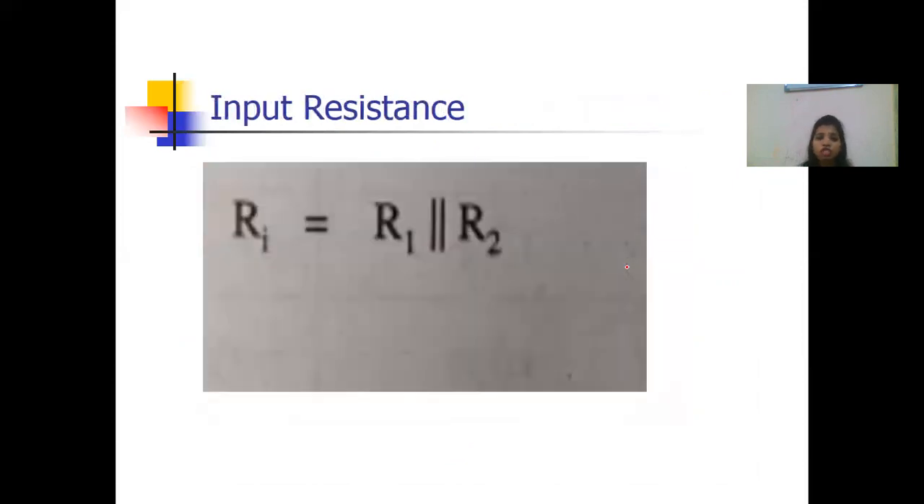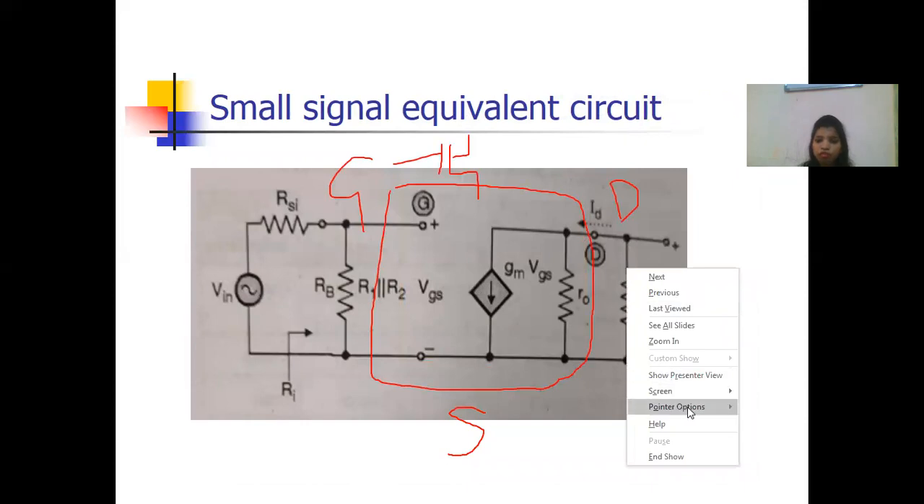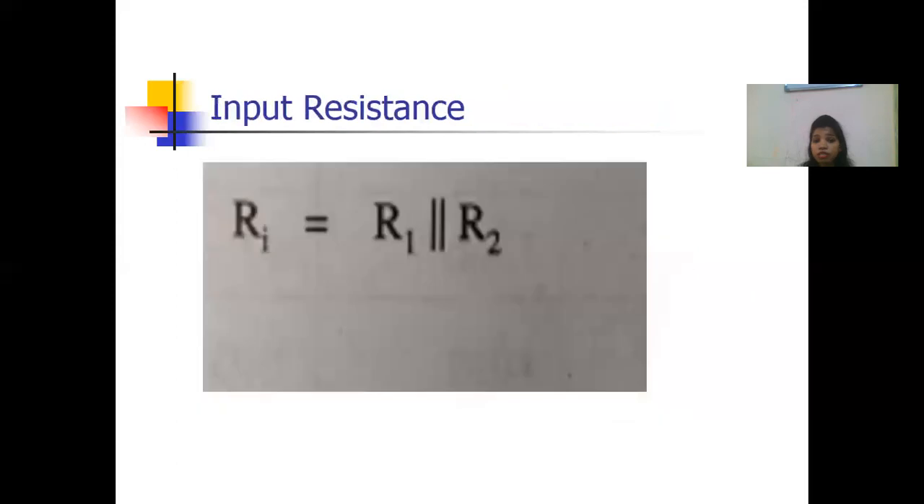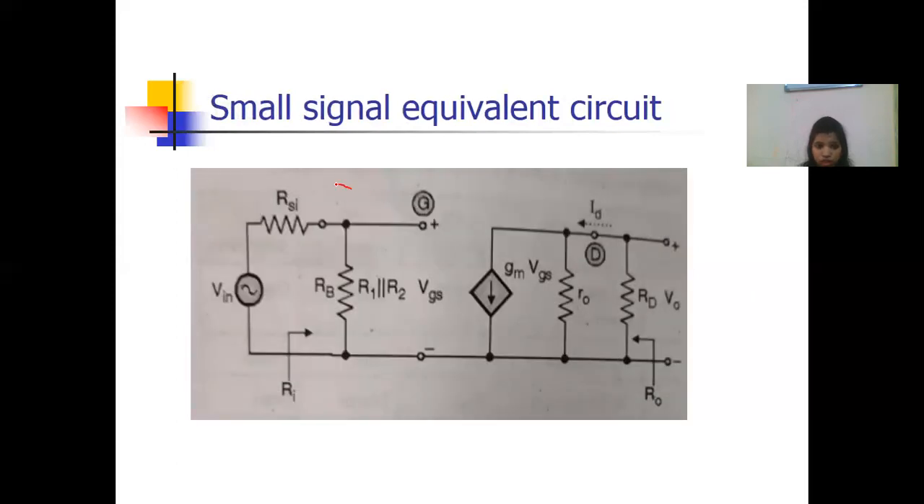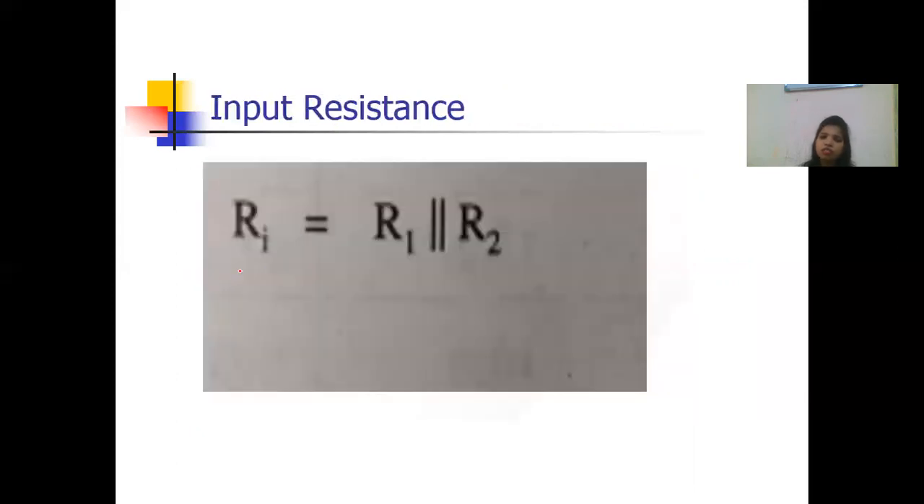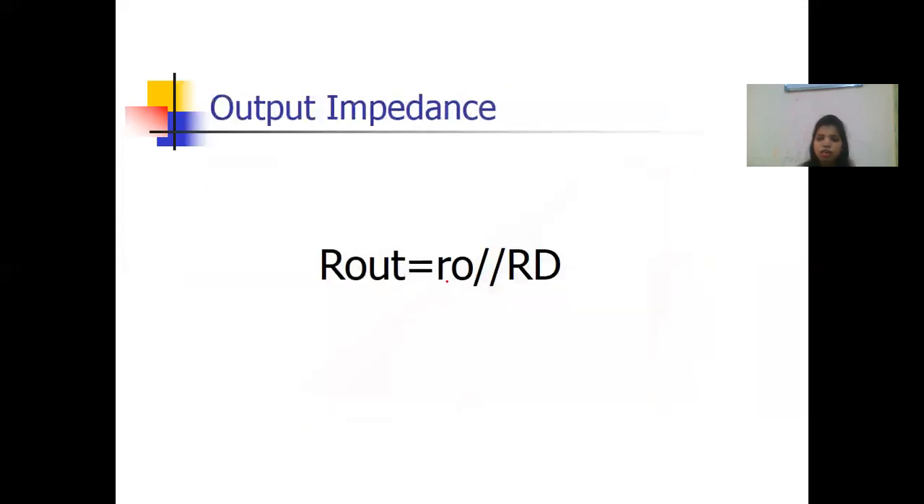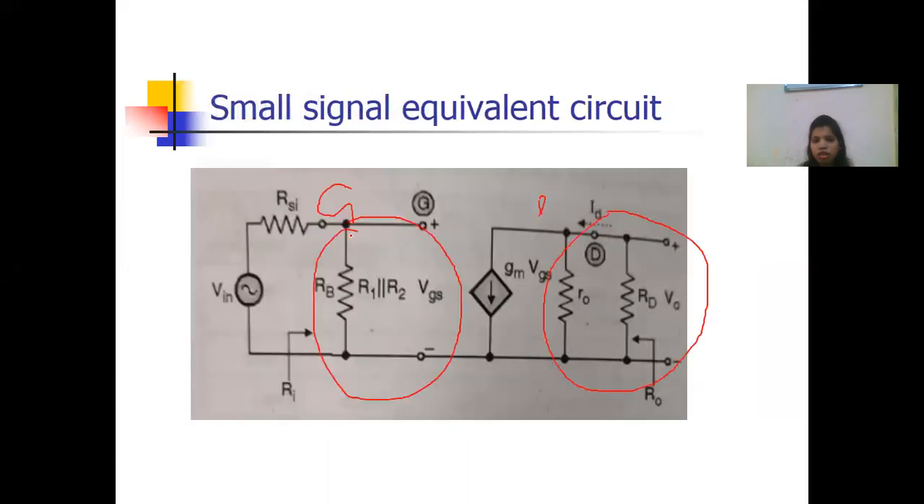Okay. Now we will check a few parameters. First, what is the input resistance? This is the gate terminal. At the gate, what is the resistance? R1 parallel R2. That is your input resistance. Simple. Output resistance. This is your output terminal. At the output terminal, there are two resistors, R0 and RD. So output resistance is simply R0 parallel RD. Okay. Input resistance is R1 parallel R2, and output resistance is R0 parallel RD.